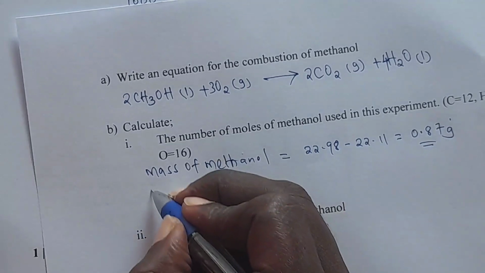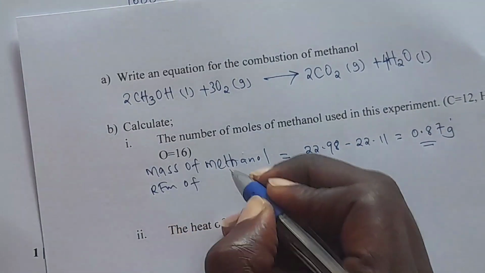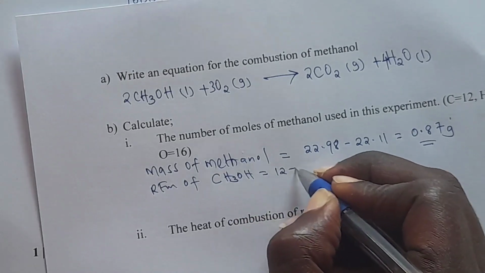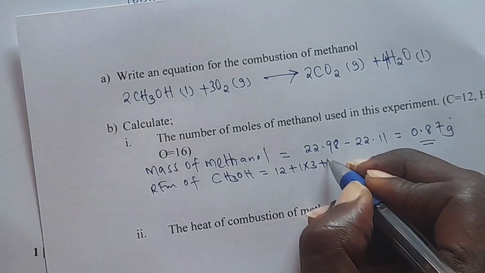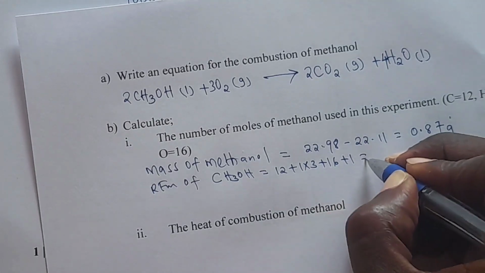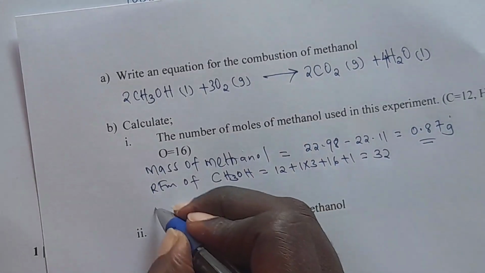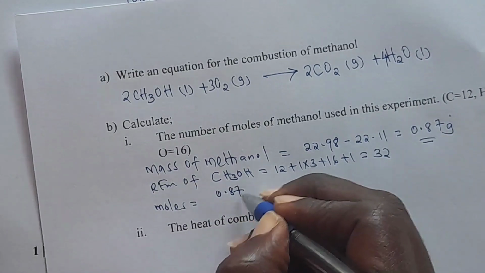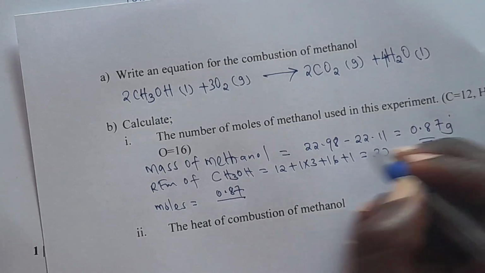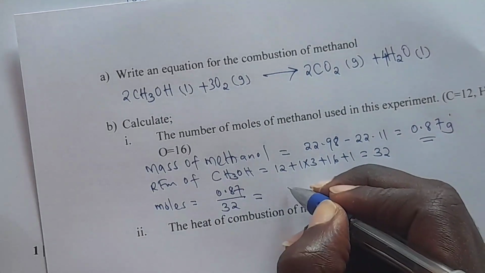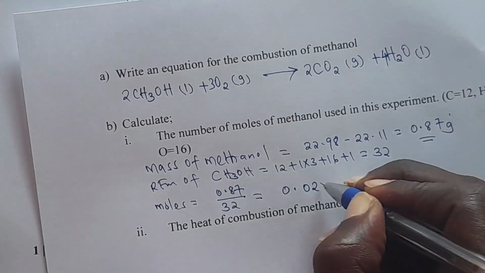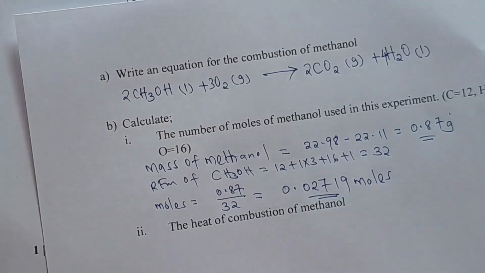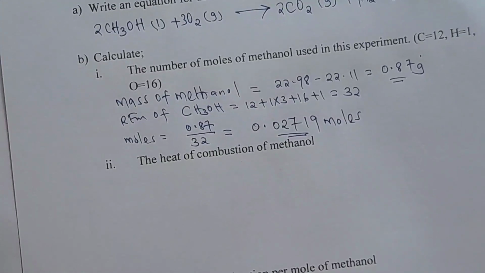So next, let's get again the RFM of methanol. This will be equal to 12 plus 1 times 3 plus 16 plus 1. This we are going to get 32. So how are we going to get moles? Moles is given by mass, which is 0.87, divided by the molar mass, or the RFM, which is 32. So in our case here, we are going to get 0.02719 moles of methanol.